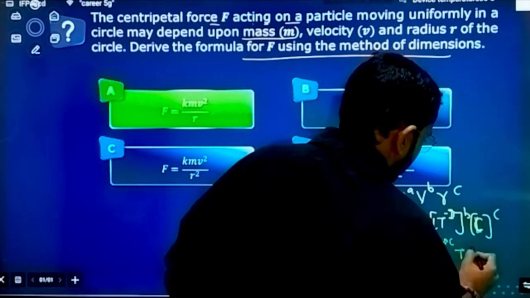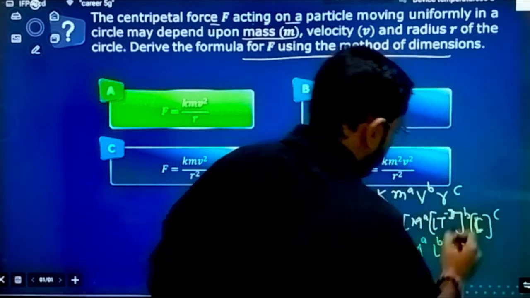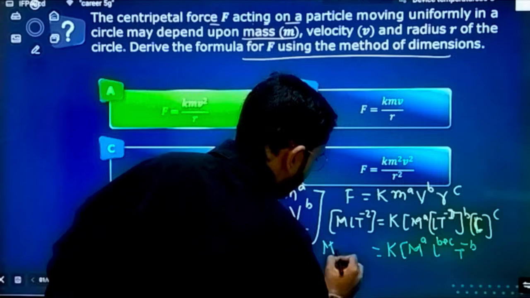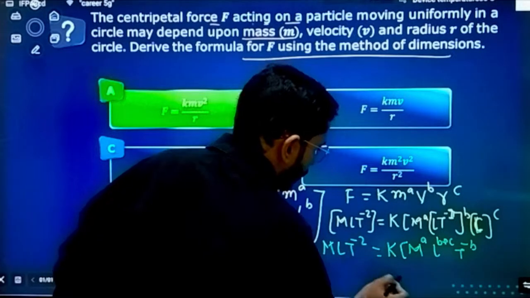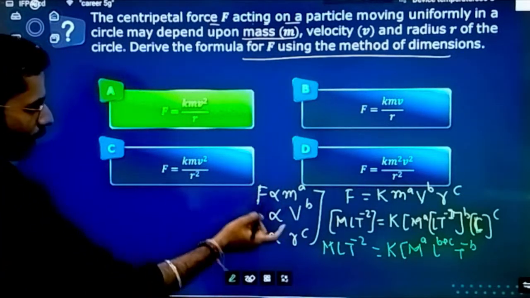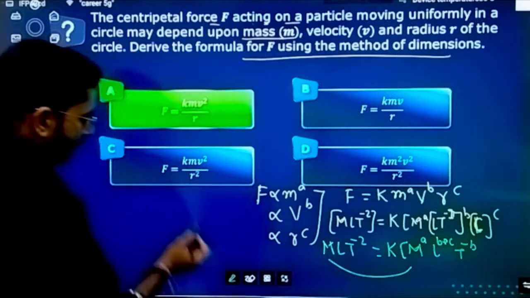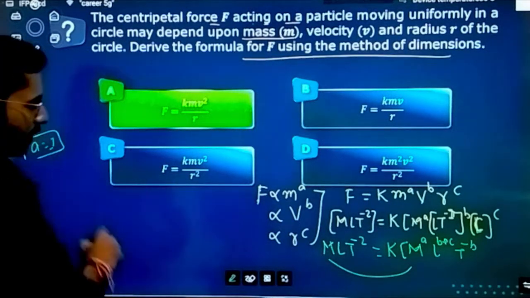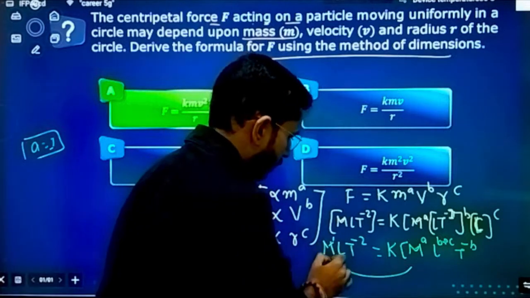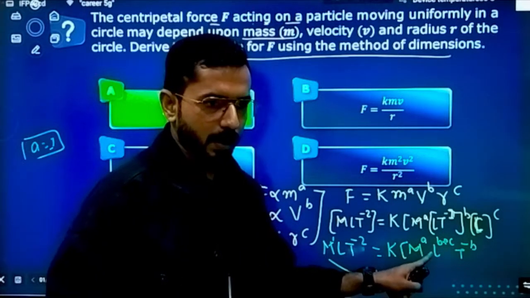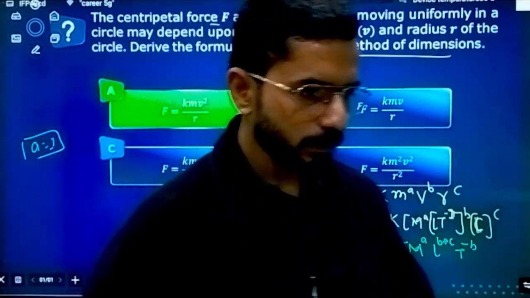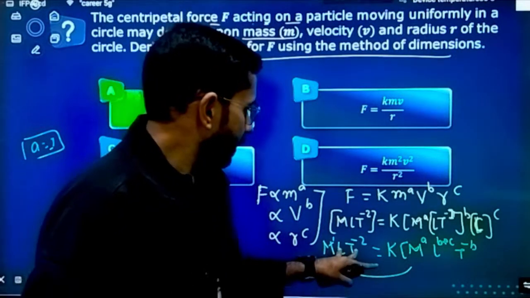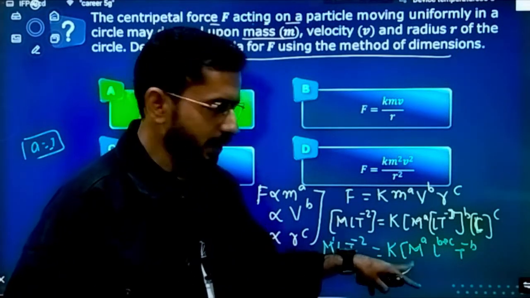And what can I say about the power of T? I can say it is equal to minus b. And on the LHS, what are the values that I have? I have M L T to the power minus 2. Now compare the RHS and the LHS. When you compare, I can say M to the power a, that means a is equal to 1. Because the power of mass here is 1, and on the right hand side the power is a. So I can say a is equal to 1 simply by equating the powers.